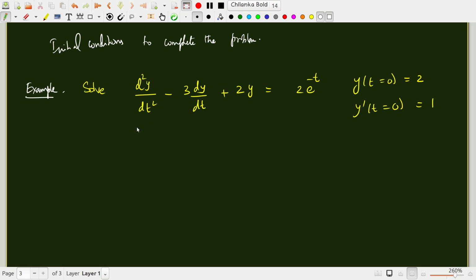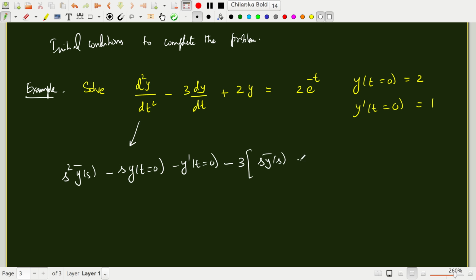Okay, so this will give us s squared y bar of s minus y at t equal to 0 minus y prime at t equal to 0, minus 3 times the Laplace transform of dy by dt, which is s y bar of s minus y at t equal to 0, plus this term will simply give me 2y bar of s, and the right side will give me the Laplace transform of e to the minus t, which is 1 over s plus 1. Okay, right. So we know what these are.